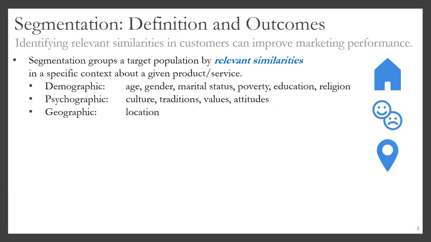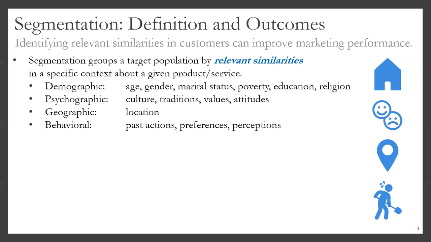Geographic location is also another really common similarity amongst people. Obviously, they're living in the same place. That is a similarity. However, it also has relevance to marketing aspects, so distribution of a product or a service. So that could be a relevant way to segment a population. And lastly, behavioral, so past actions, preferences, and perceptions about the specific product or service that you're looking at or something related.